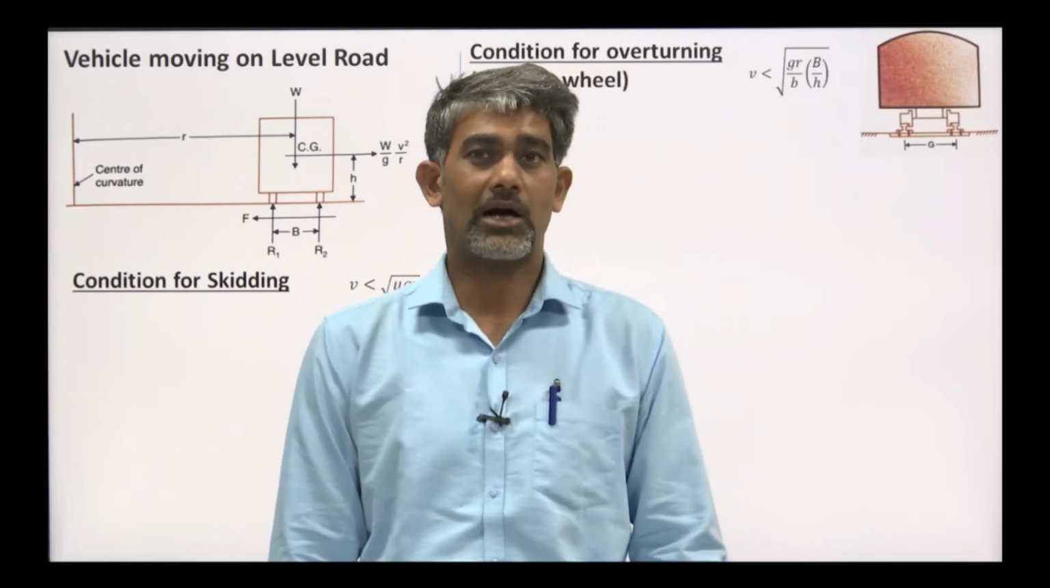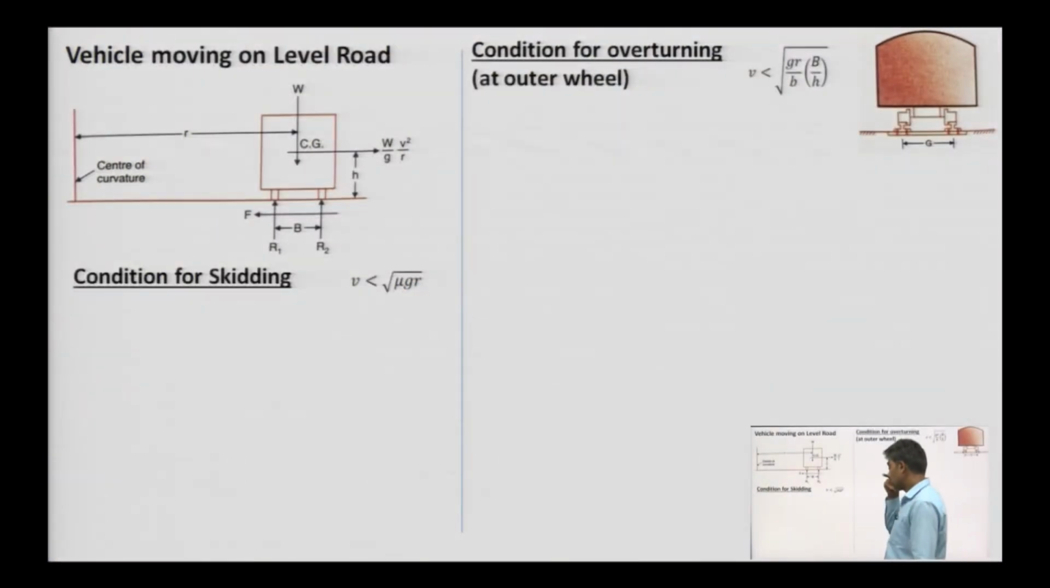This is the second lecture on circular motion, and today we will study the motion of a vehicle when it enters a curved path. Let us first consider the case of a vehicle moving on a level road. Level road means a plane, level surface.